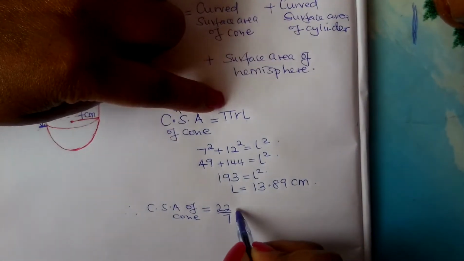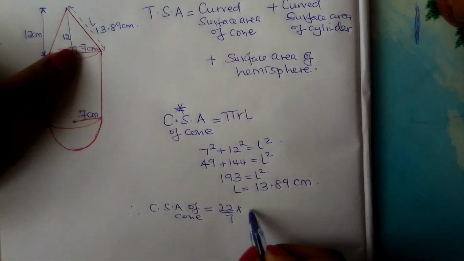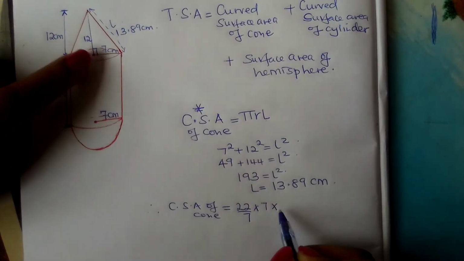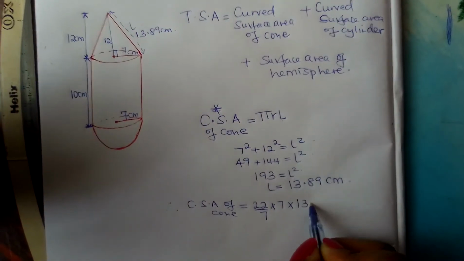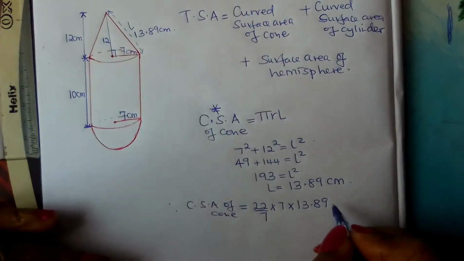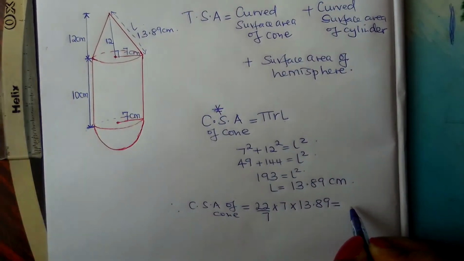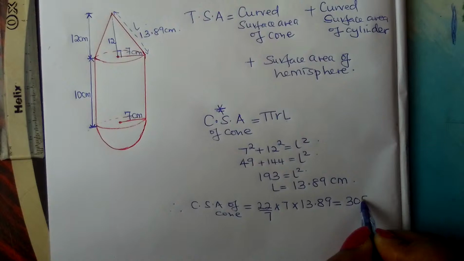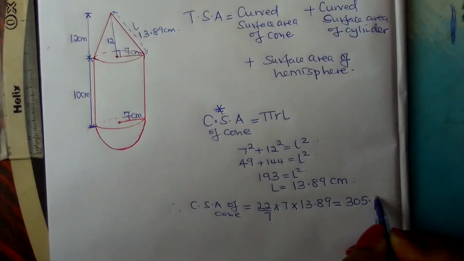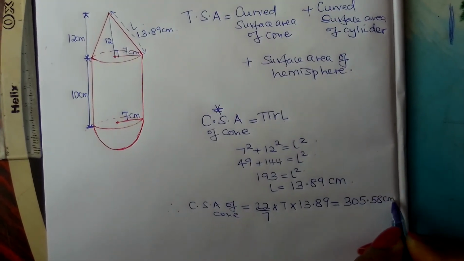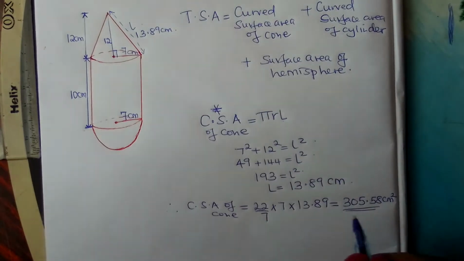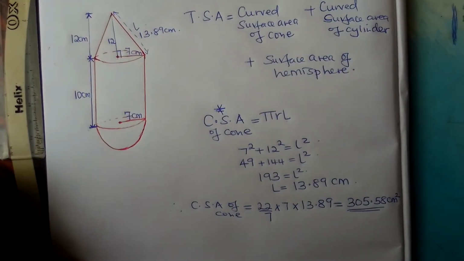Therefore, the curved surface area of our cone will be equal to 22/7 pi times our radius, which is 7, times our 13.89, which gives us what? You use a calculator, learner, and you get 305.58 centimeters squared. That is the curved surface area of our cone.